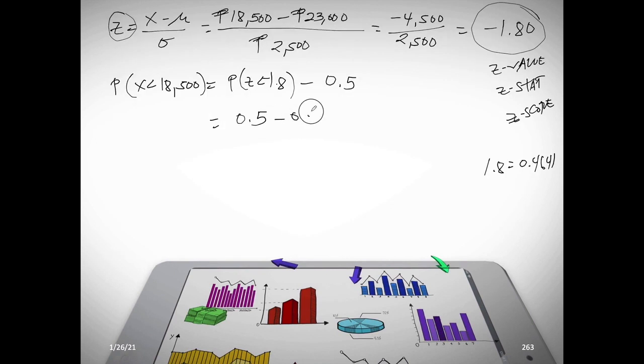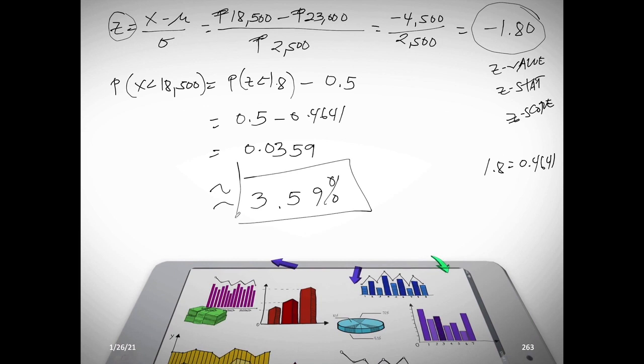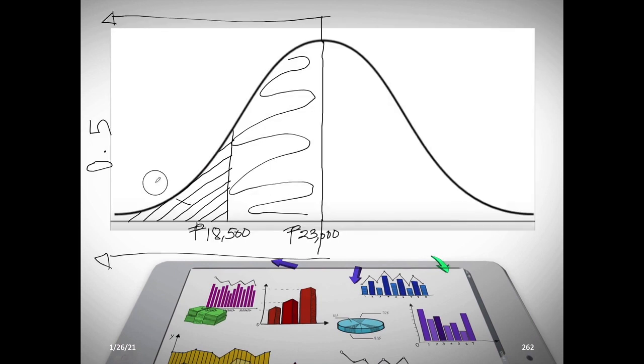So, 0.5 minus 0.4641, this will be equals to 0.0359, or that is 3.59%. So, meaning to say, yung area under this region is equivalent to 3.59%.